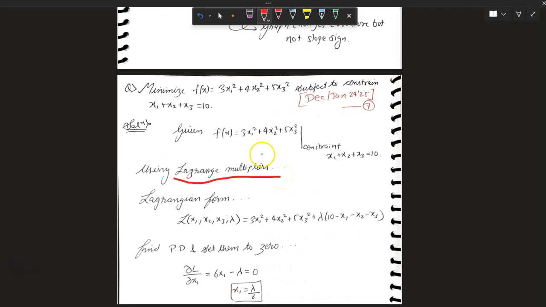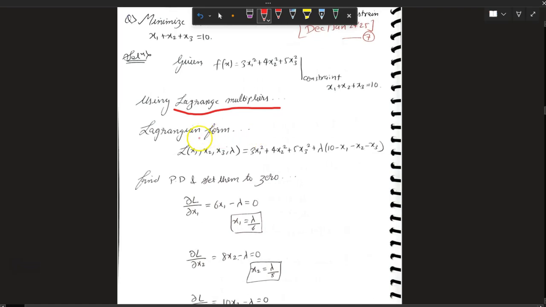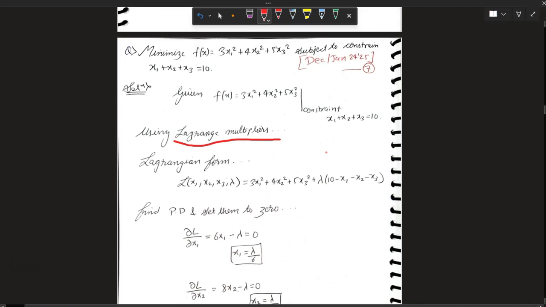Okay, what is this Lagrange multiplier? Let's see. Given this question, using Lagrange multiplier, Lagrangian form will be given as L of x1, x2, x3, lambda is equal to 3x1 square plus 4x2 square plus 5x3 square plus lambda times 10 minus x1 minus x2 minus x3. Okay, why is it so? Because x1 plus x2 plus x3 is equal to 10. So bring this 10 to the left side. Okay, so it will become 10 minus x1 minus x2 minus x3.